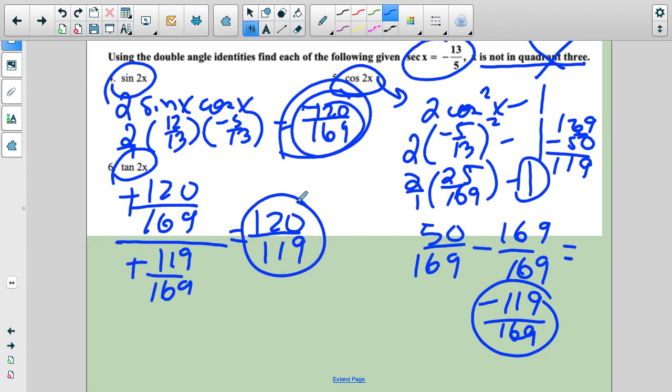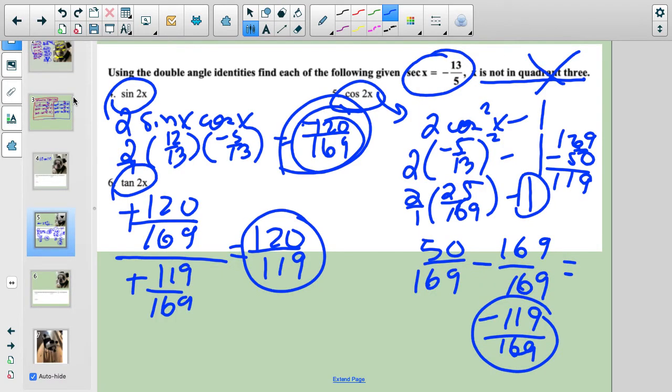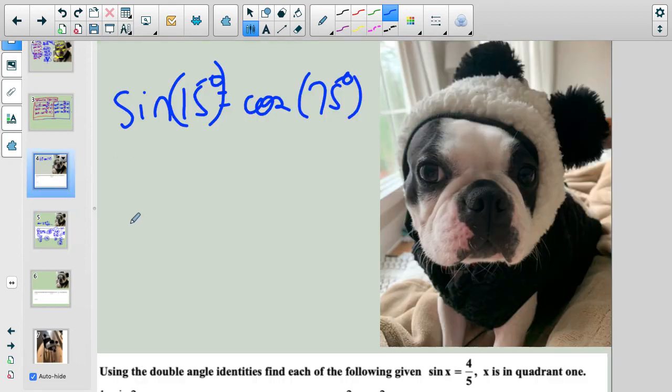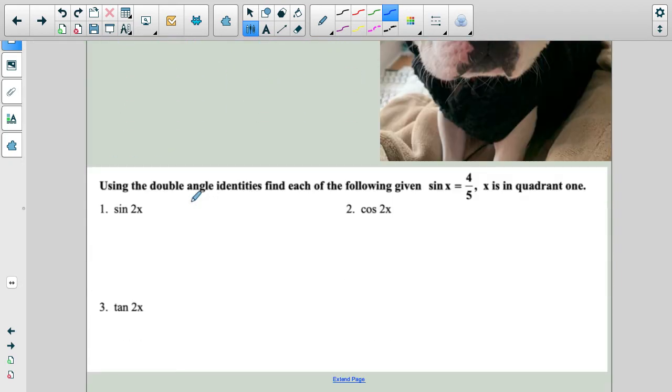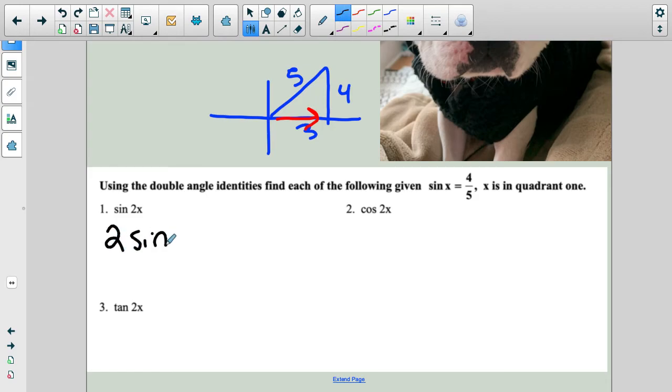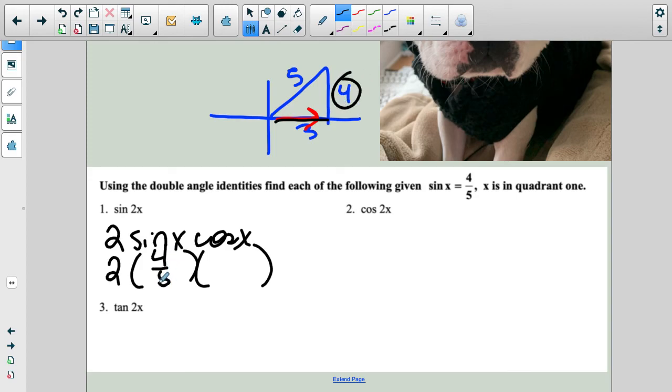All right, so another example. This one's in quadrant 1. Sine of x is 4/5. Pythagorean theorem would give me 3. I can see it's a positive 3. Sine 2x is 2 sine x cosine x. Sine of x is 4 over 5, and it's also given. Cosine of x is adjacent 3 over 5.